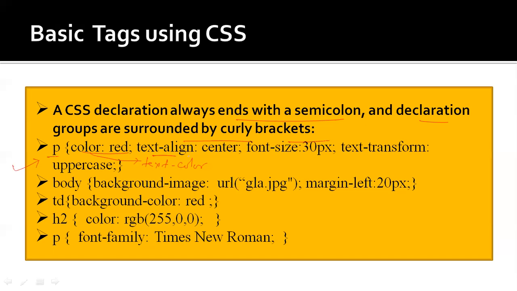Text align center, it means the text will be displayed on the center of the web page. The font size is 30 pixels. It means the size of this font will be 30 pixels. Text transform uppercase, it means the text will be displayed in capital letters. Next properties are assigned with the body tag.